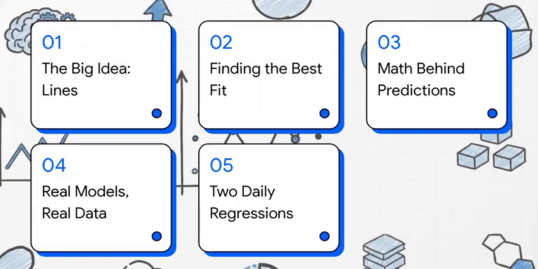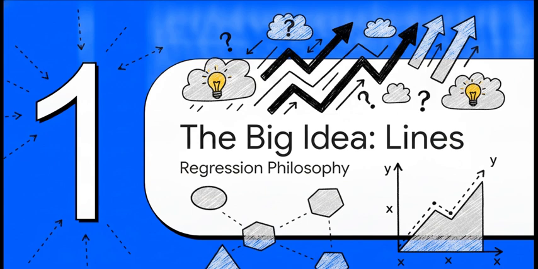So here is our roadmap. First, the big idea. Lines. Second, finding the best fit. Third, the math behind predictions. Fourth, real models, real data. And finally, number 5, 2 regressions you meet daily. Okay, let's dive right into this.